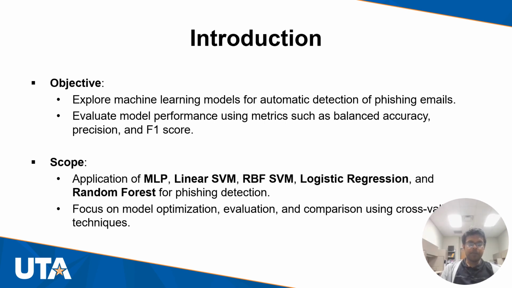The objective of this project is to explore different machine learning models and their performance in detecting phishing emails, and then evaluate those models' performance using metrics such as balanced accuracy, precision, and F1 score and such. I'll talk about that in a bit.